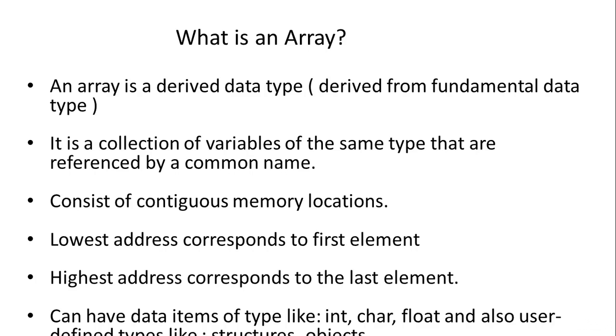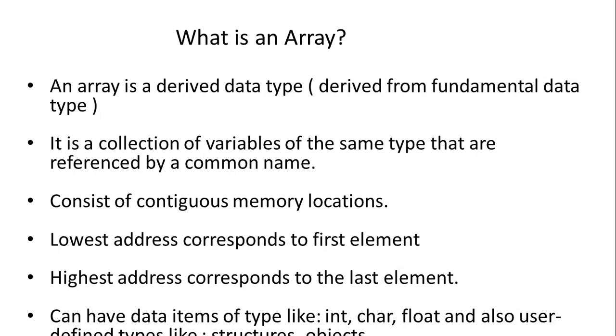It consists of contiguous memory locations, and the lowest address corresponds to the first element and the highest address corresponds to the last element. Lowest address of the array corresponds to the first and the highest the last. It can have data items of types like int, char, float, and also user defined types.